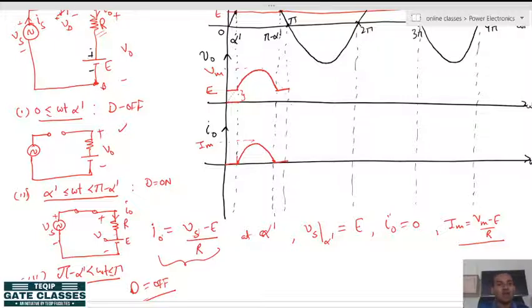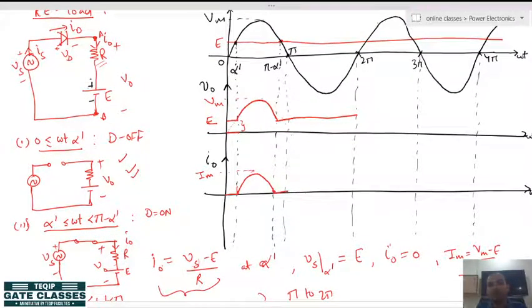All right. And when we talk about the next instant, that is the fourth instant, from pi to 2 pi, again we can see since the supply is also negative and the battery EMF is also negative, hence the diode will be negative due to both of them, and again the circuit will be like this, and again the output will be following the EMF E value. All right. Then again this EMF will continue till the next alpha.